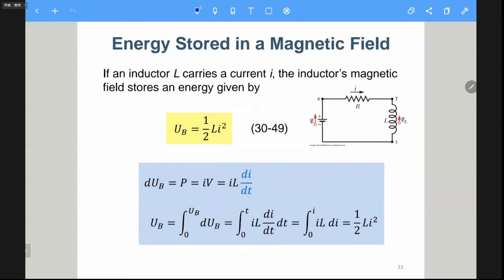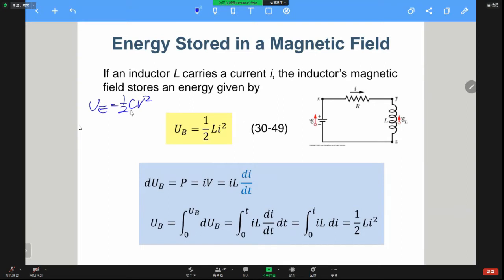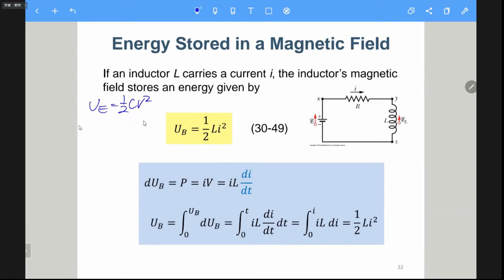Okay, so next we talk about the energy stored in a magnetic field. In chapter 25, we learned the energy stored in the electric field. If you still remember, if we have a capacitor, the energy U_E will be half of C V squared. And here, we just change C to L and then change V to I. Then this is pretty much it.